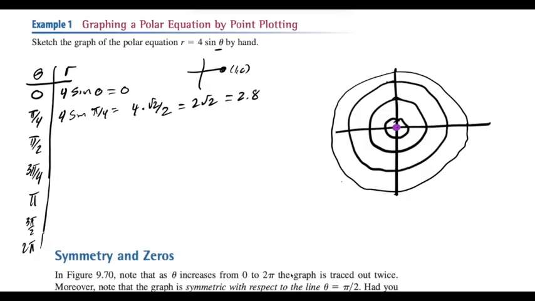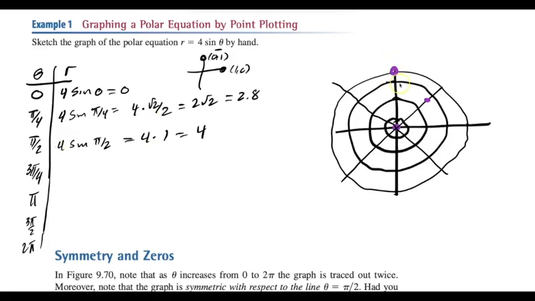Pi over 4 is a pole that looks like this. And we have 3 pi over 4 like this. So at about pi over 4, we're going to go about 2.8. Look around there. Then we keep on going. Pi over 2. We're going to go 4 sine of pi over 2. Pi over 2 is up here. So that's 0, 1. That's going to be 4 times 1, which is 4. This pi over 2 is the line right here. We're going to go to 4 right there.